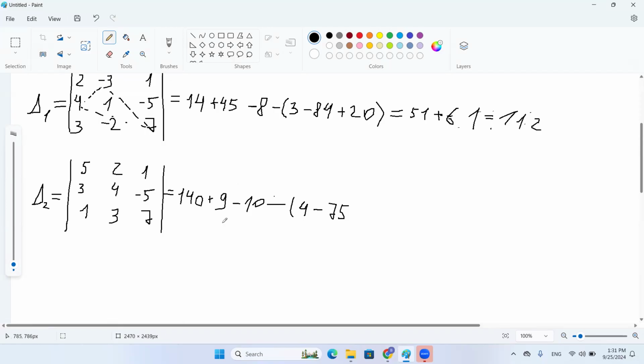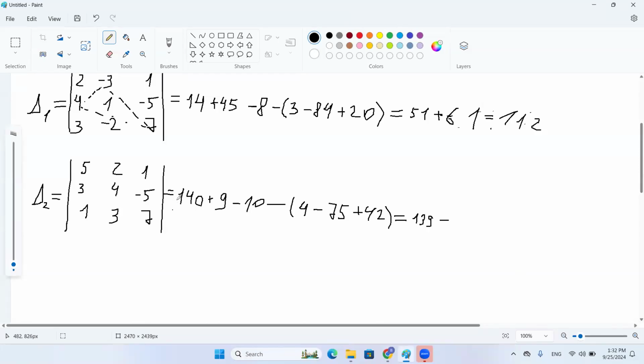Then it will be 42. Yeah, 42. And if we calculate it, it will be 18. Do you mean... no, it wouldn't be 18.